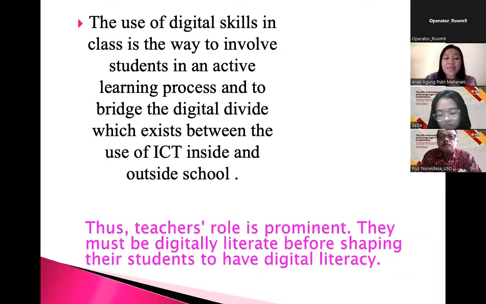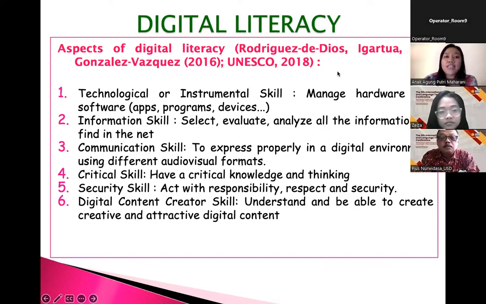Therefore, they must be digitally literate first before their students themselves. And then related to this research, the concept of digital literacy and the aspects of it are taken from the theory of Rodriguez de Dios, Igartua, and Gonzalez Vasquez in 2009 and 2016. And also the aspects of digital literacy in this research adapted the theory from UNESCO in 2018, in which the aspects of digital literacy are divided into 6 aspects, starting from technological or instrumental skill until the last one, which is the digital content creator skill.